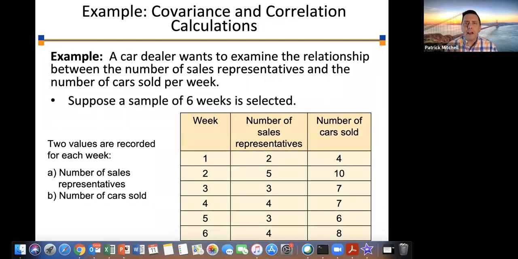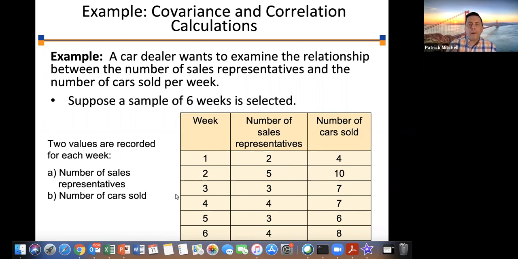All right, so here's an example. A car dealer wants to examine the relationship between the number of sales representatives and the number of cars sold per week. Suppose a sample of 6 weeks is selected, and you see the data here. We're going to record two values for each week. First, the number of sales representatives, and then the number of cars sold. And if you just examine this table, you can see that the trend is definitely when there are more sales representatives, they sell more cars. That makes sense, doesn't it?